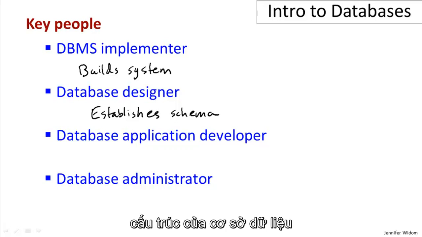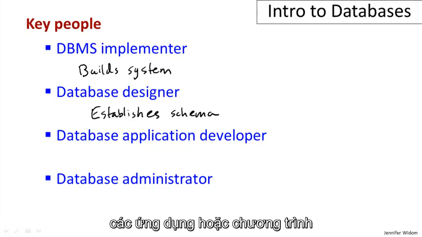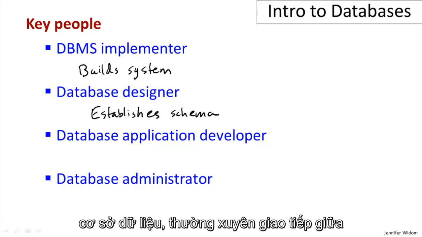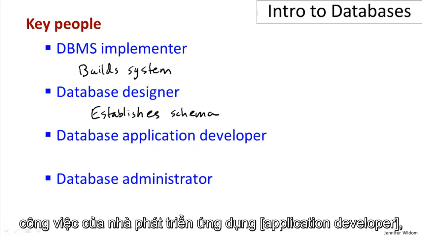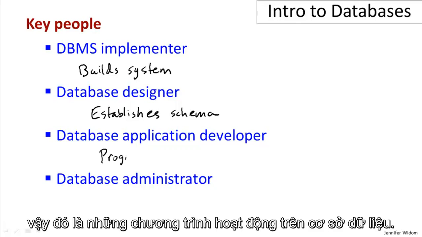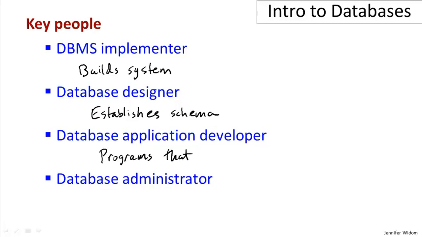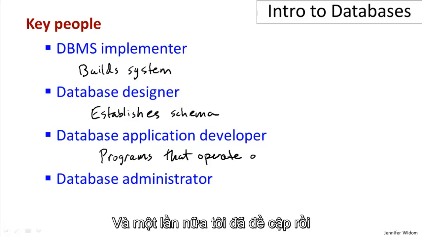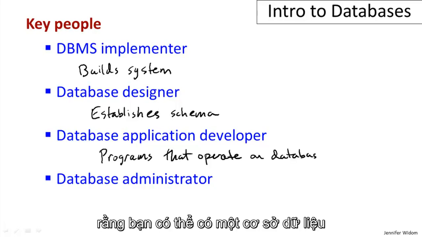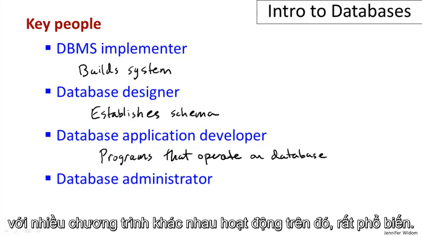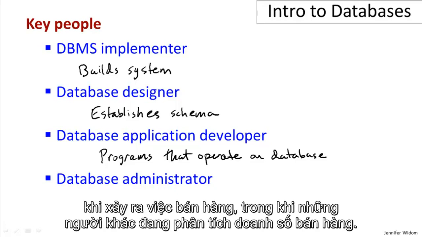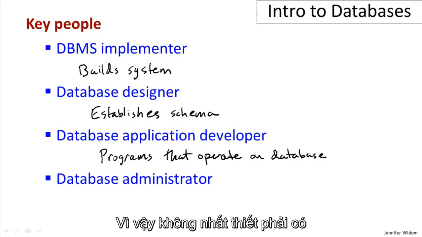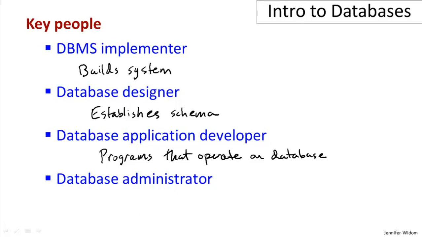Once you've established the structure of the database, then it's time to build the applications or programs that are going to run on the database, often interfacing between the eventual user and the data itself. And that's the job of the application developer. So those are the programs that operate on the database. And again, I've mentioned already that you can have a database with many different programs that operate on it. It'd be very common. You might, for example, have a sales database where some applications are actually inserting the sales as they happen, while others are analyzing the sales. So it's not necessary to have a one-to-one coupling between programs and databases.